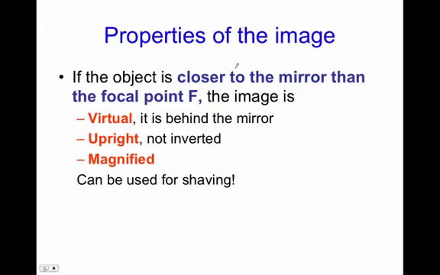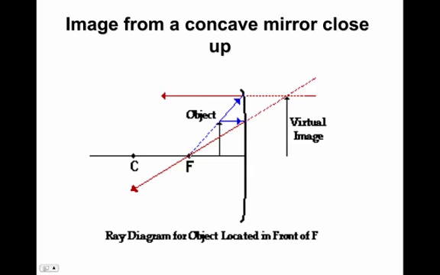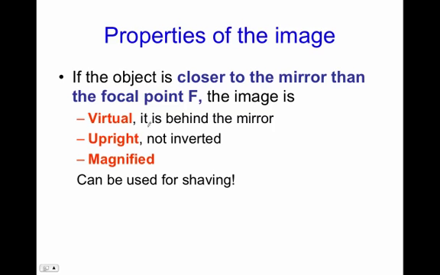So in general, properties: if the object is close to the mirror, closer than the focal point, which is here, so if the object is closer than the focal point, the image is virtual. It's upright and it's magnified.